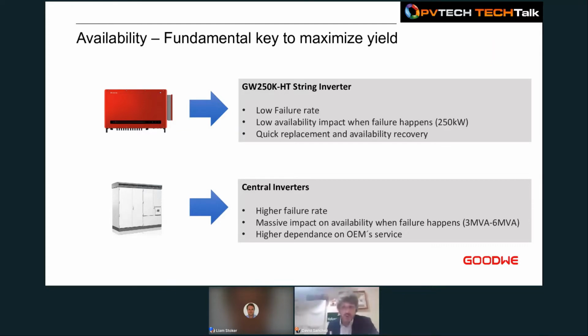So when string inverters fail, you can replace them. It's very easy. You don't need to be skilled for that. It's just replacing DC and AC. For central inverters, you actually need a technician to come on site, perform all the corrective measures, etc. So when it comes to availability, big difference. It's no surprise that string inverter solutions actually manage to have 99.9% availability, right? So it's quite easy because the concept is actually meant to minimize the failure rate and to maximize the availability on site.